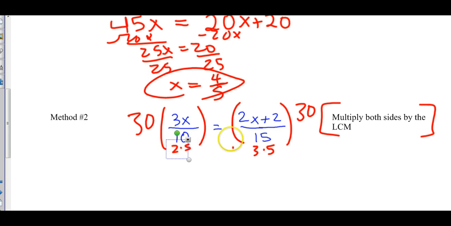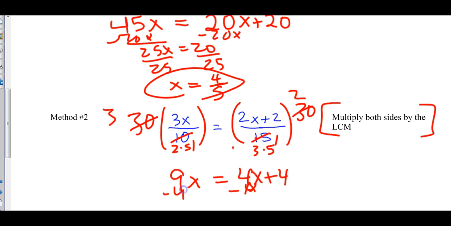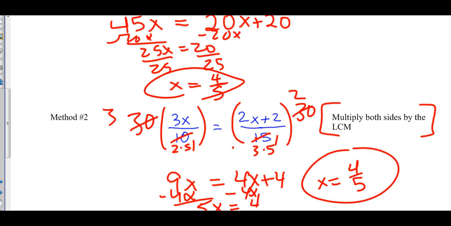And what that will do, since both 10 and 15 are factors of 30, the LCM, is that the denominators will cancel out and leave me with 3 times 3x, or 9x, equals 2 times 2x plus 2, which becomes 4x plus 4. That's really the same problem, but what ends up happening is my numbers end up being a little bit more manageable and easier than if I just do straight cross products.